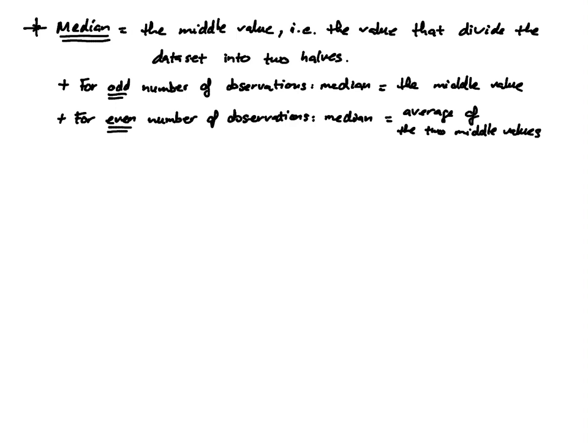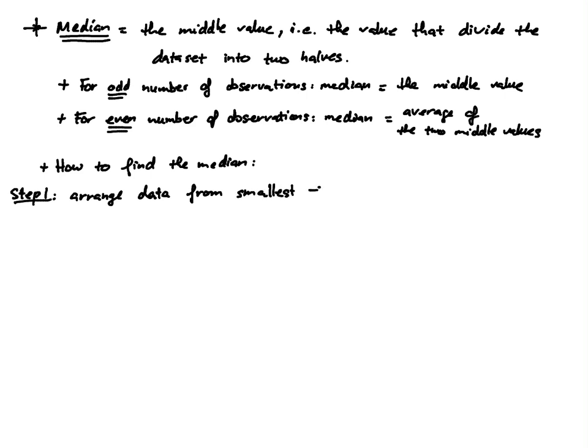So now, how do you find the median? To find the median, you want to follow the following two steps. First off, you want to arrange your data from smallest to largest. In other words, you want to arrange your data in ascending order.